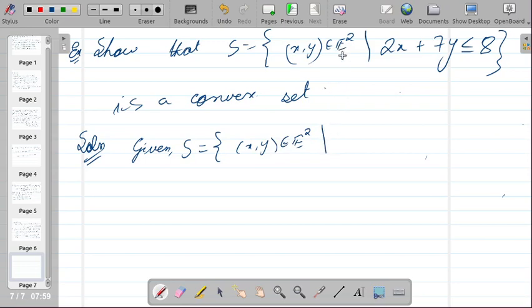So in the exam, if it comes as R square also, it's all the same. Sometimes it may be given as R square. So (x, y) belongs to R square, such that 2x plus 7y is less than or equal to 8.